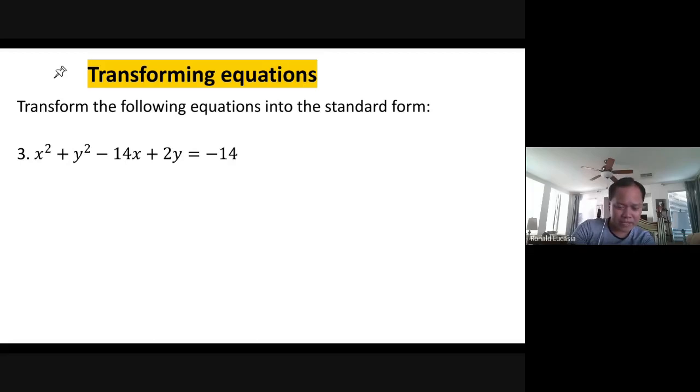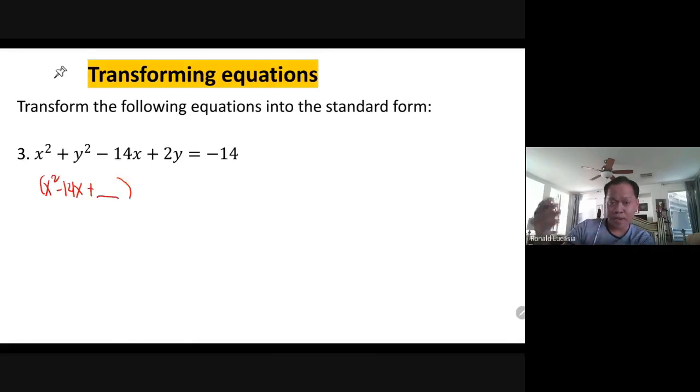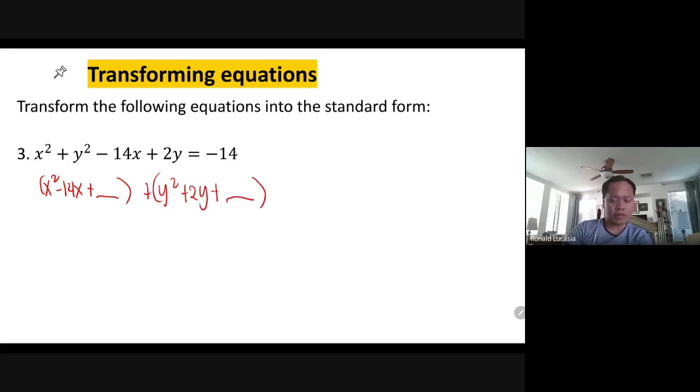So we'll have to rearrange the terms. It's x squared minus 14x and then a certain number to make it a perfect square trinomial, and then y squared plus 2y plus a certain number to make it a perfect square trinomial equals negative 14. So you check. Okay, Kurt changed his radius.